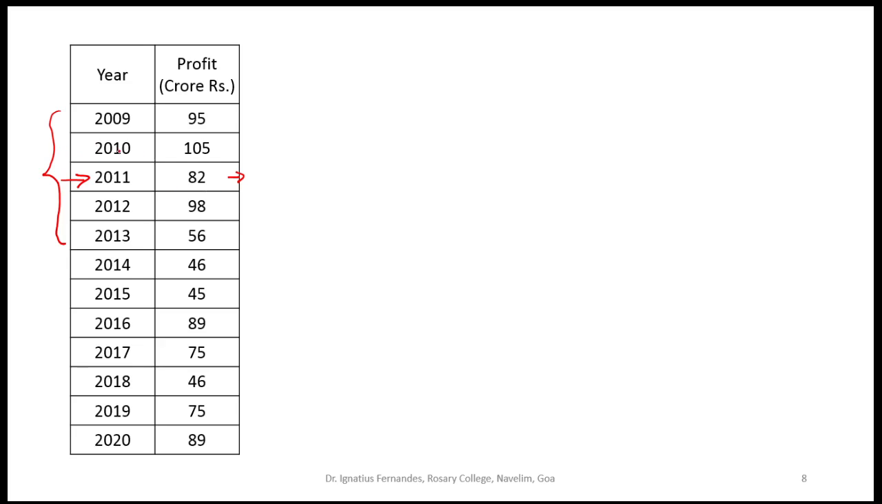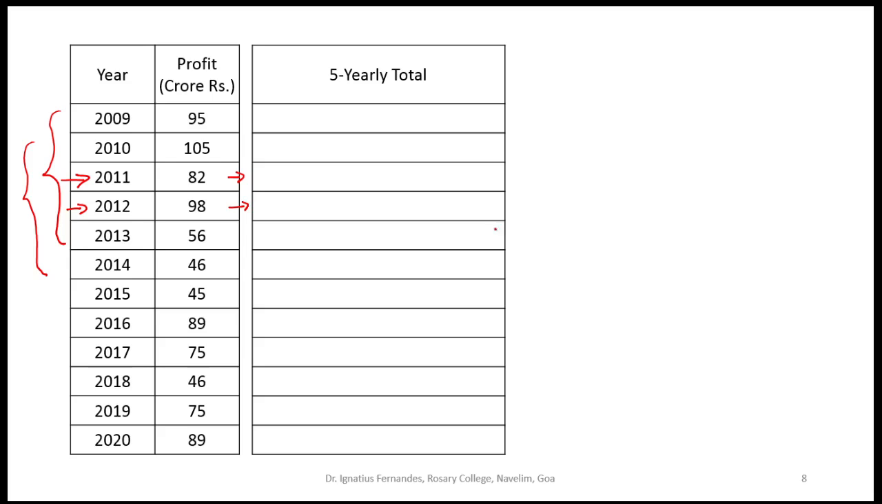Then you will go to the next 5 years, 2010 to 2014. The middle year is 2012, so that 5 yearly average will be written down here. Again, the same way as we did it earlier, you'll add these 5 values. When finding the 5 yearly total for 2009 to 2013, you add 95 plus 105 plus 82 plus 98 plus 56, and write it against the middle year 2011. This total comes to 436.